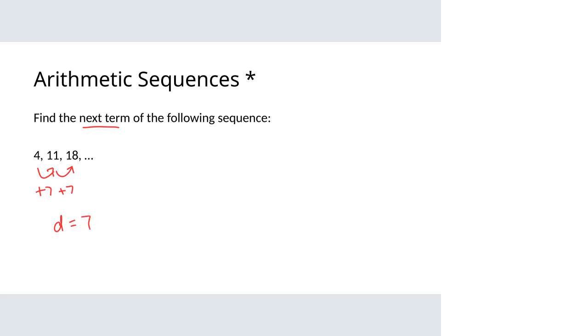What that means is to get to the next term, I need to add 7 more. The next term will be 25. And that's how an arithmetic sequence works. We're either going to add the same amount or subtract the same amount. They could get smaller every time we move over one term.